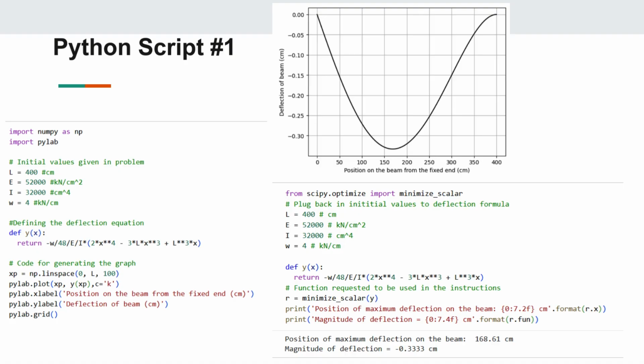And then we get this graph over here, which shows us that the maximum deflection is at about 168.61 centimeters from the pinned point of the beam, and then the magnitude of the deflection is about 0.33 repeating centimeters downward, and this is very helpful because now we know where actually in the beam is going to take the most stress, and so we can map out what points of the beam we are going to need to reinforce to make it suitable for the load.